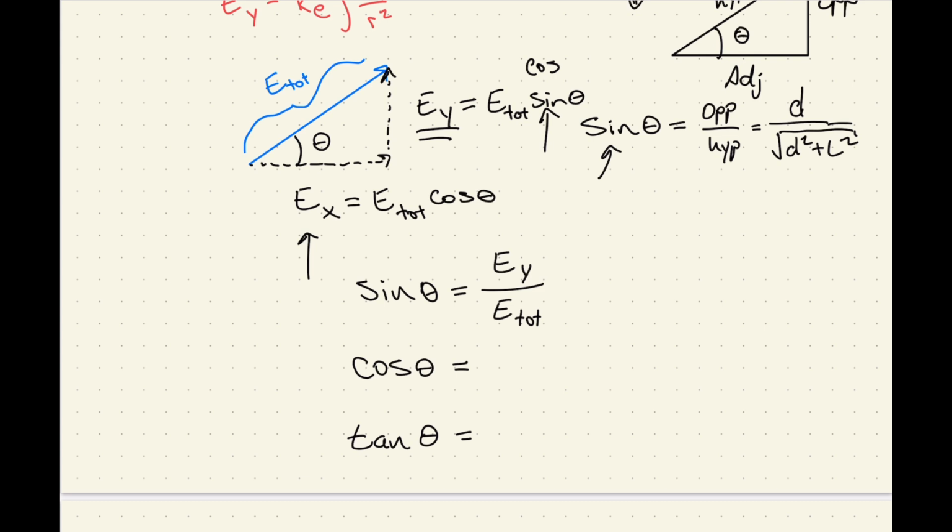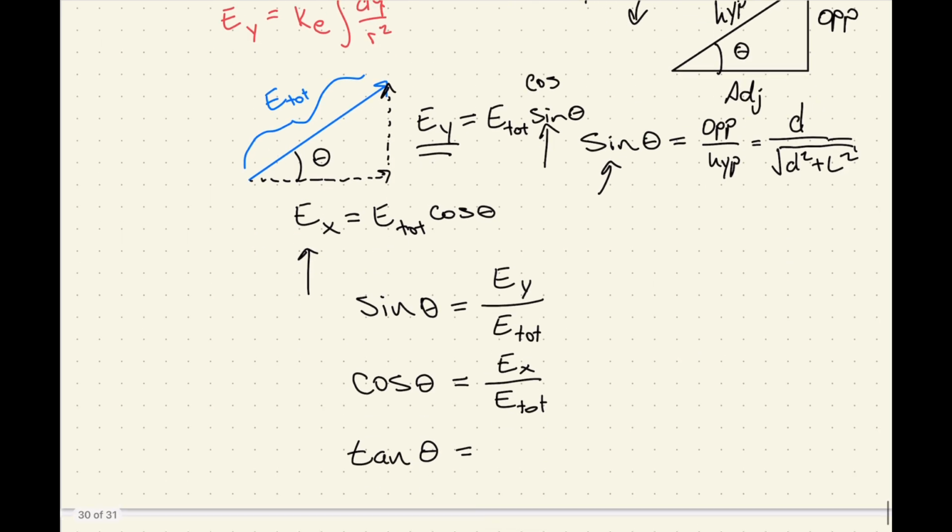Let's do cosine. Cosine is adjacent side over hypotenuse. In our triangle, the adjacent side is EX over E total. And for funsies, let's do the tangent. Tangent is adjacent over opposite. In this case, adjacent is EX and opposite is EY.